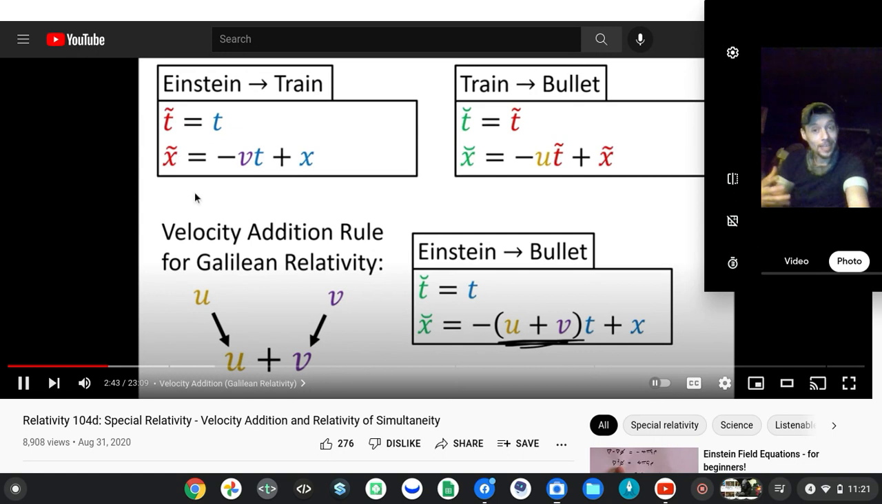The speed of the bullet on the train should be, when you add it together with the speed of the train, the speed relative to the ground. So this seems like the obvious answer, but we'll find that it's not true in special relativity.